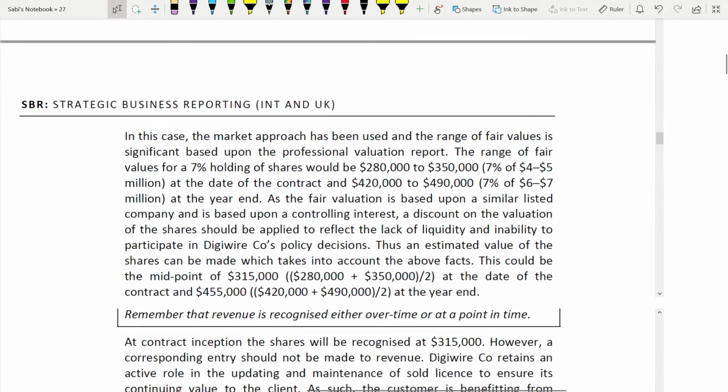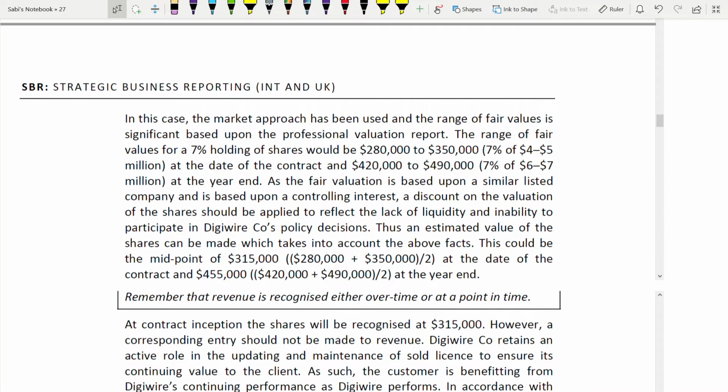So here, in this case, what are you going to use? In this case, market approach has been used. Now, first of all, you always have to start by saying in the case study what they have used. Whether it's correct or not, we will come to that later. But first is what the case study has done already. Okay, they have used what approach? Market approach, the first one.